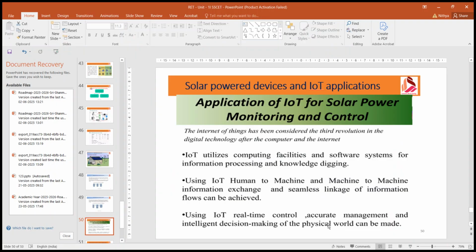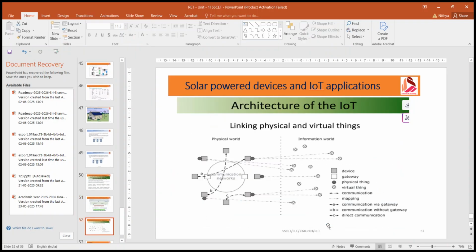IoT utilizes different computing facilities, like a software system for information processing and knowledge taking, as well as human to machine and machine to machine information exchange. Using IoT, real time control, accurate management and intelligent decision making of the physical world can be made. So these are the different categories of architecture of IoT devices. Suppose you want to fix it at 5 to 7 places in that particular area.